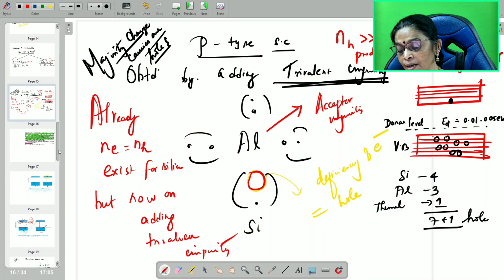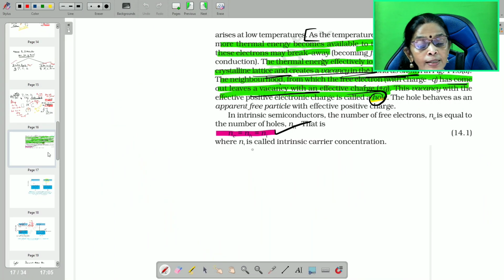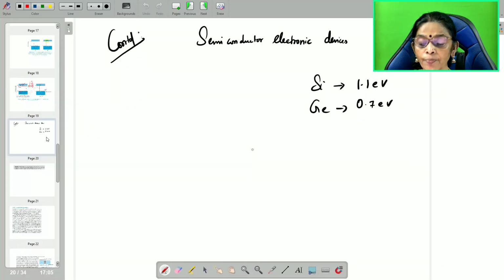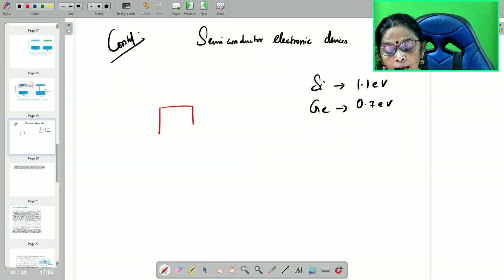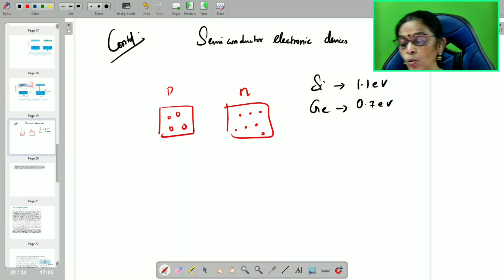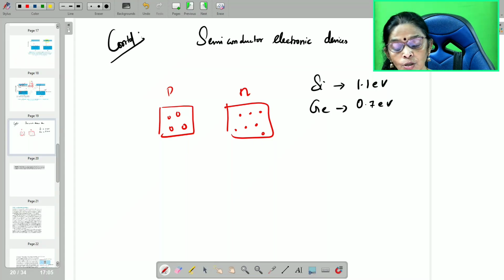Now keep that in mind, and then you can say that the P junction has got an excess number of holes, and the N junction has got an excess number of electrons. N-type semiconductor has got an excess number of electrons. Do you mean to say that there are no holes? No, you can't say that. There are certain holes.